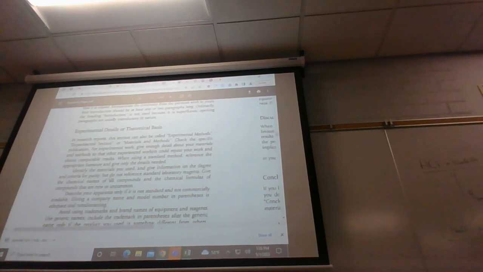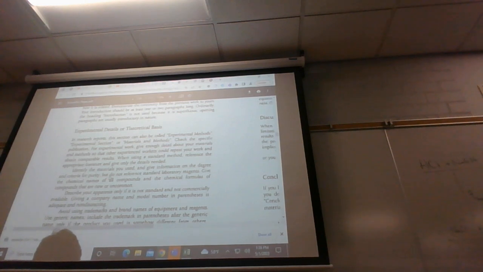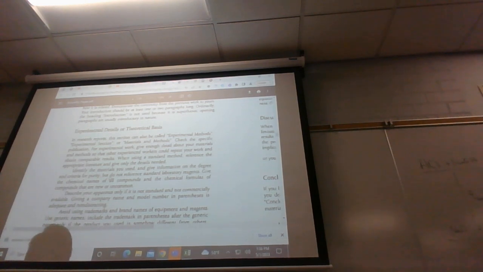And so the experimental section is like the nuts and bolts. For example, how many grams of unknown did you use? What did it look like? The unknown was a white powder, and you weighed out such and such grams. Now, how much detail do you want to get into?